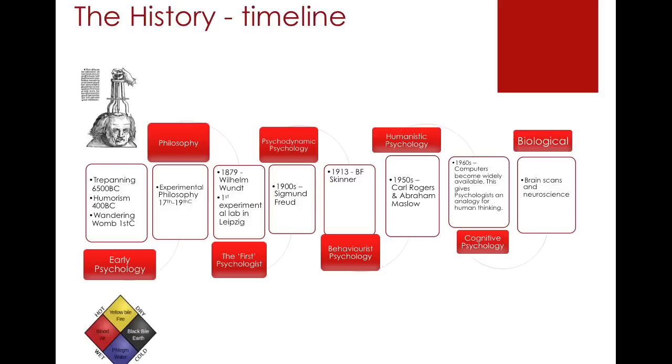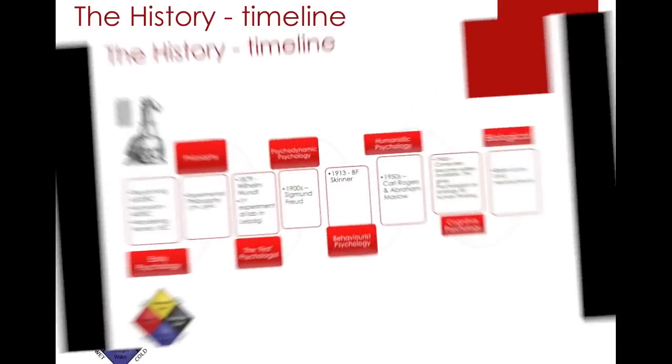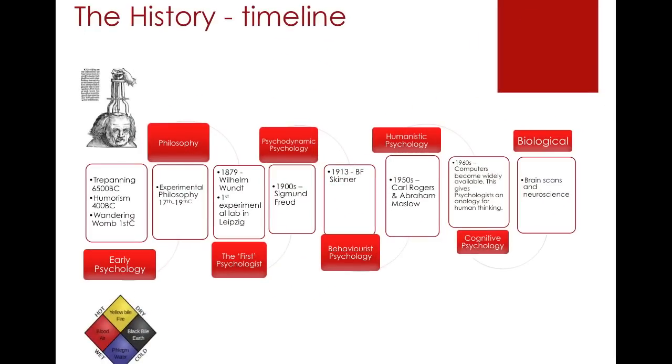And then up to the 1st century, there was a condition called wandering womb syndrome, which explained why all women are crazy, apparently. So after these early psychological ideas, then the job of looking at and explaining human behaviour and human thinking came to the philosophers.